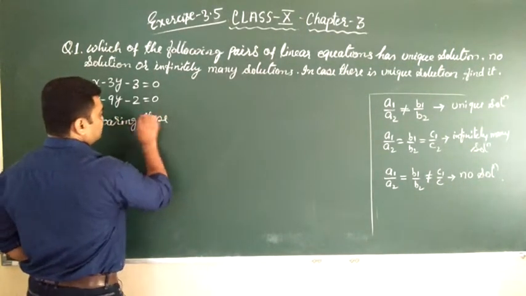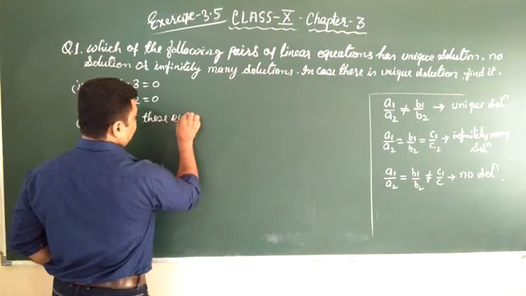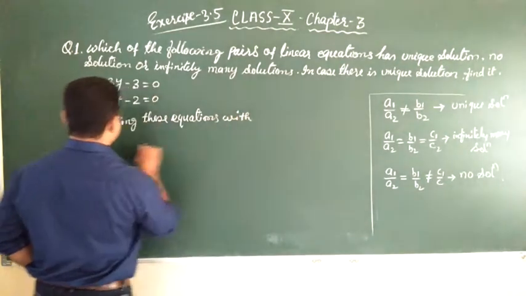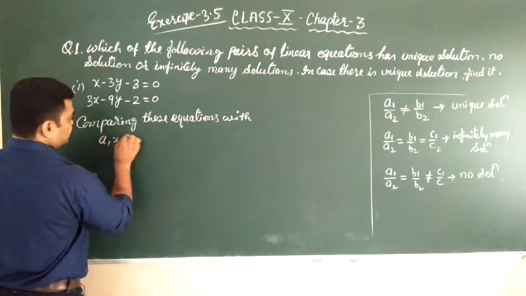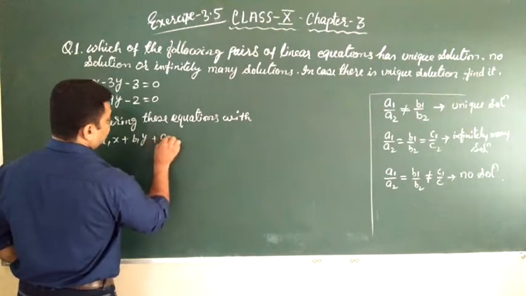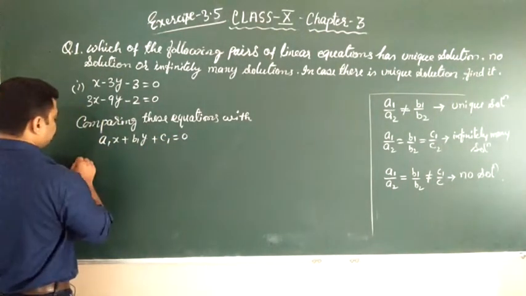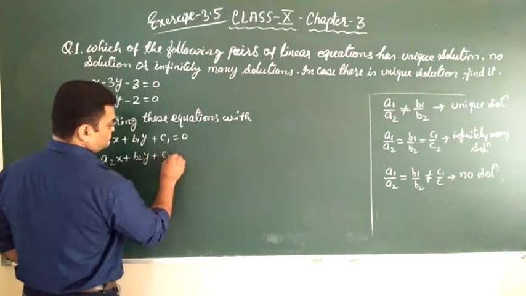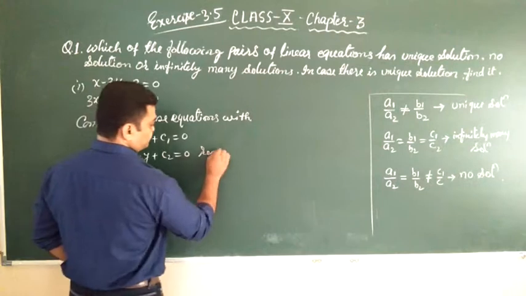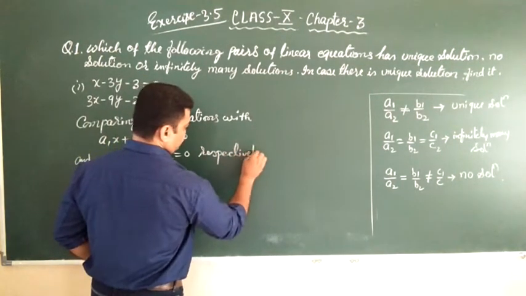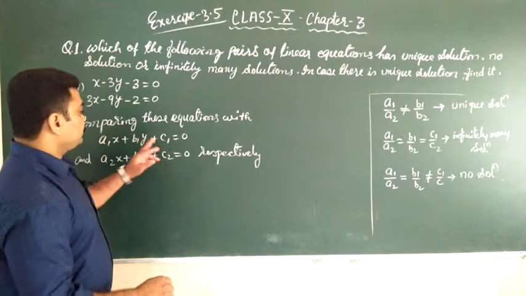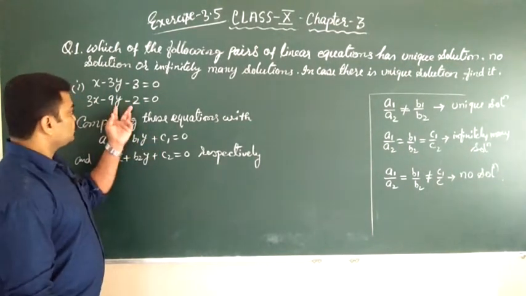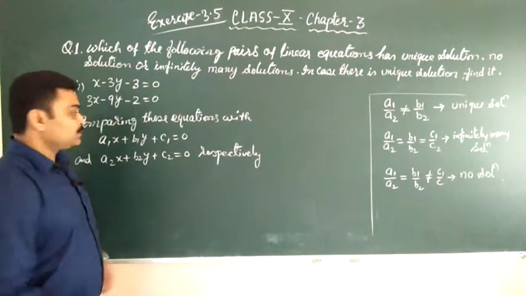So we will write here: comparing these equations with A1x plus B1y plus C1 is equal to 0 and A2x plus B2y plus C2 is equal to 0 respectively. Respectively means the first equation with the first equation, and the second equation with this equation. Clear?